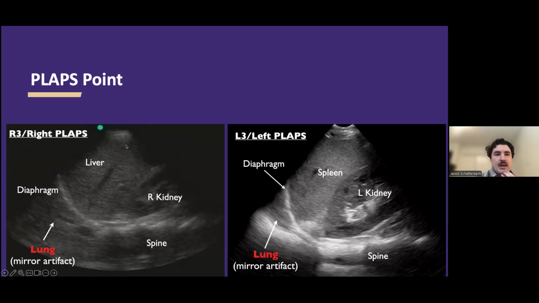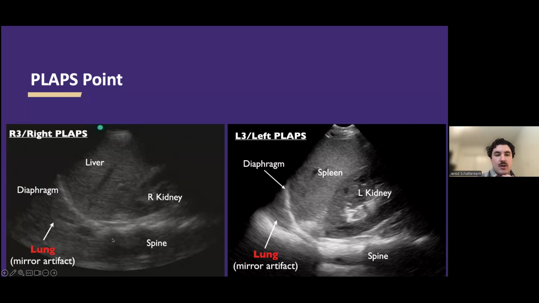These images here are different examples of the PLAPS points. This is on the right side, this is on the left. What you see is the diaphragm coming down. Below the diaphragm, you'll see either the liver or spleen, and sometimes you can see the kidney as well. And then the lung tissue is obviously above the diaphragm. You can see in this image that the lung looks like the spleen, or the lung looks like the liver. That's not hepatization of the lung. When you're seeing the diaphragm, sometimes you can get some mirror artifact. So this is actually healthy lung tissue, but because of an artifact, it looks like the liver. And I think we'll talk about why this is important later.